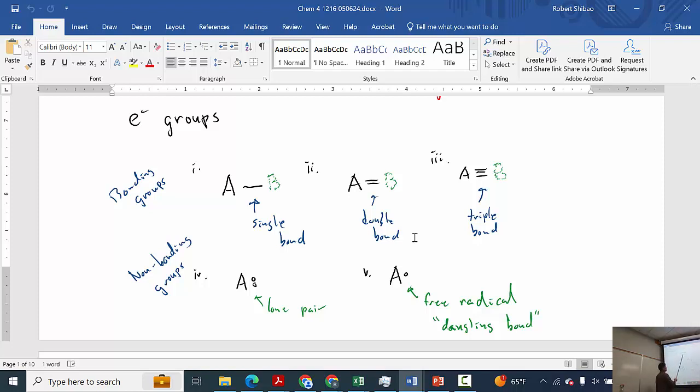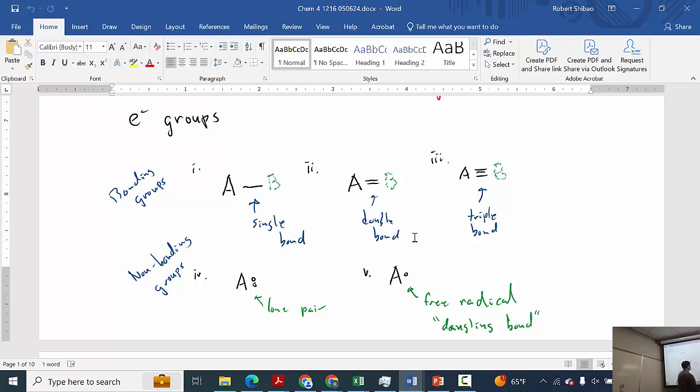But electron groups don't have to be single bonds, like shown in the previous slide. In the previous slide, we had all single bonds. Atom A, some generic atom A, bonded to some generic atom B. Doesn't matter what A and B are, but we have a single bond here. Or we could have a double bond, shown here. Or we could even have a triple bond, which is shown here.